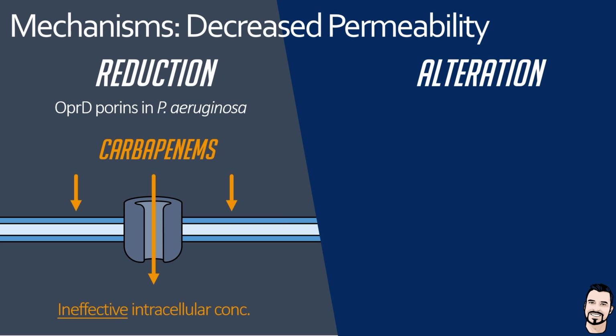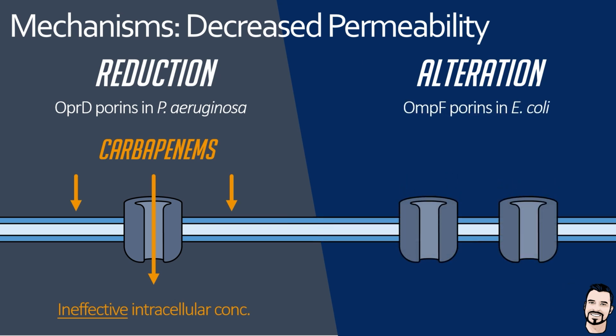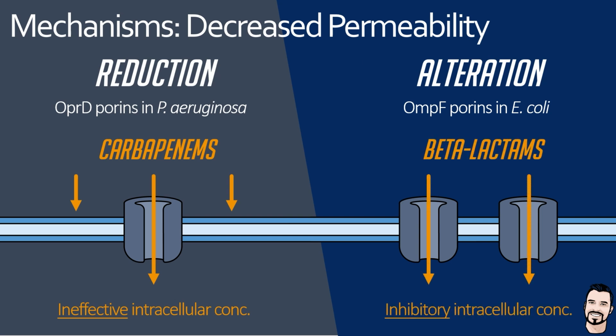Now, our alternative mechanism to decrease permeability is where we have an alteration to the porin, and a good example of this is outer membrane porin F in Escherichia coli. Under normal conditions, they allow low molecular weight molecules to diffuse into the cell due to its wide channel, and unfortunately, once again, this also includes antibiotics such as beta-lactams, which enter the cell, accumulating until an inhibitory intracellular concentration is met.